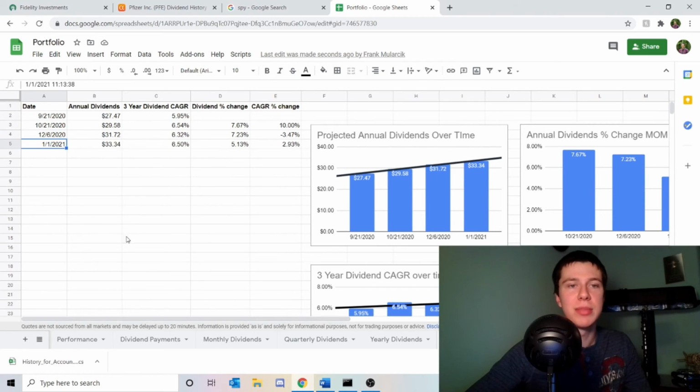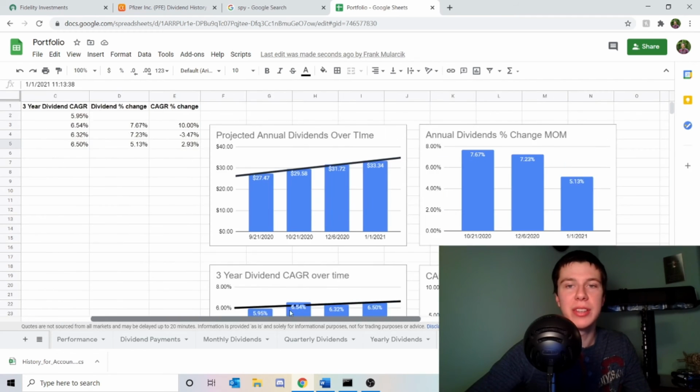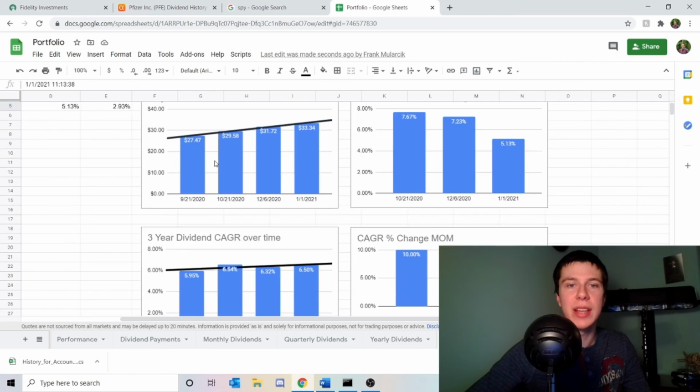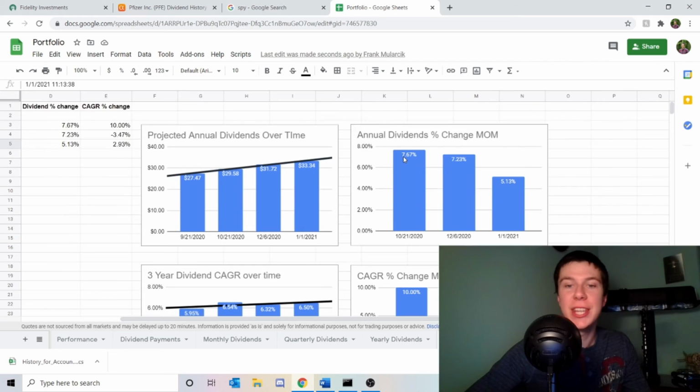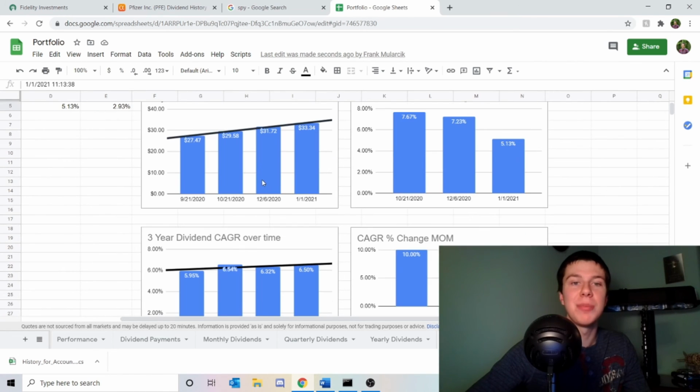So I did have some progress. Last time I updated it, it was actually a little bit of negative progress in the dividend CAGR at least. But I did have progress in both areas, so we see some nice trend lines up there in both cases, and it looks like the percentage change is decreasing a little bit, but that is alright because I'm still making progress over time, which I'm happy about.